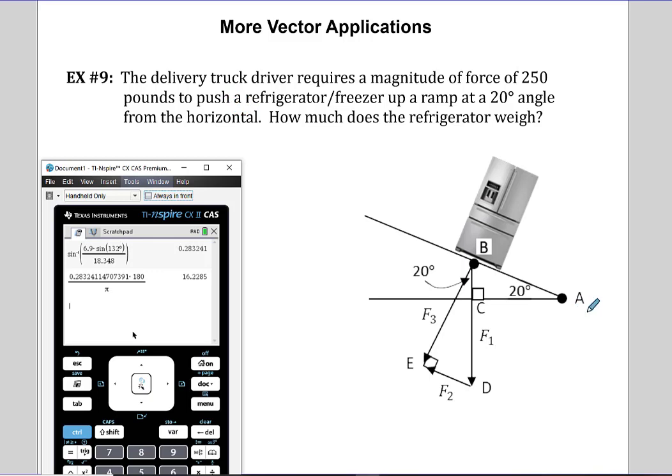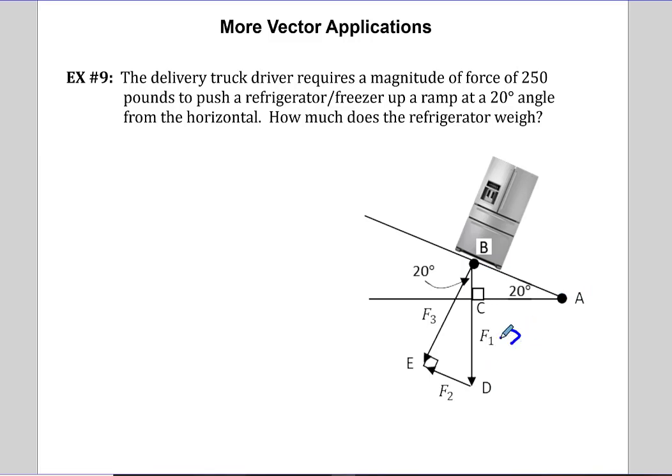So you can see we have two situations going on here. There's this force here. Force 1 is the weight of the refrigerator. And then force 2, see how it's parallel with the ramp? Force 2 is the force that we need, 250 pounds, to push against that freezer to keep it from sliding down the ramp. So if we resolve this right triangle here, we call this our theta, right?